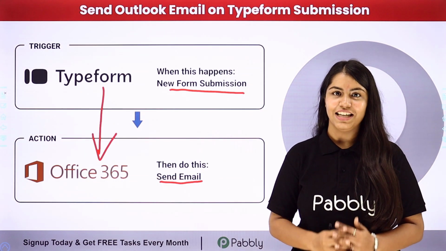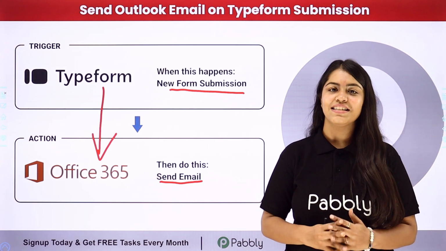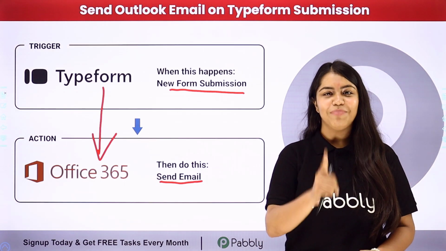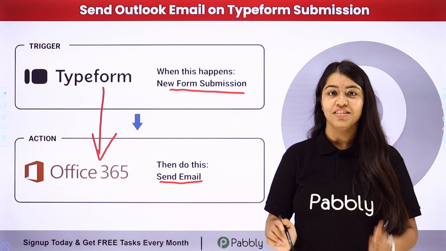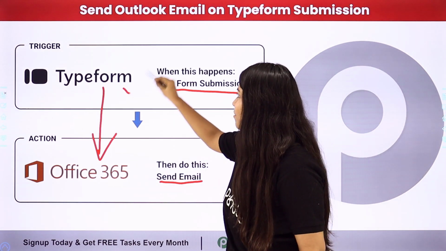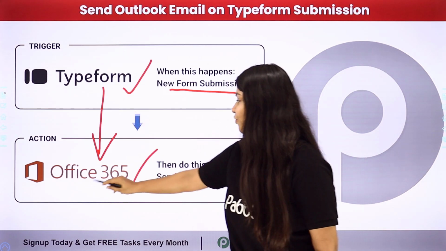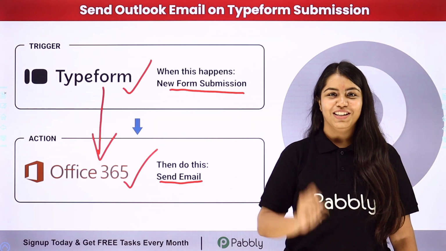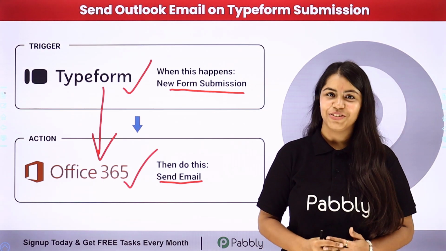To create this integration, we are using Pabbly Connect. It is an amazing automation software. In Pabbly, we have the concept of trigger and action. So for trigger, I am using Typeform, and for action, I am using Microsoft Office 365. If you want to learn this process step by step, follow me through the screen.